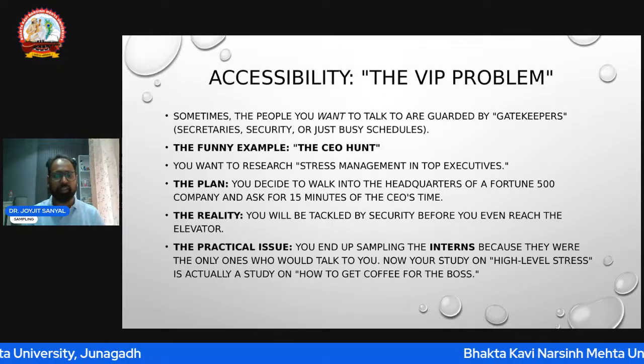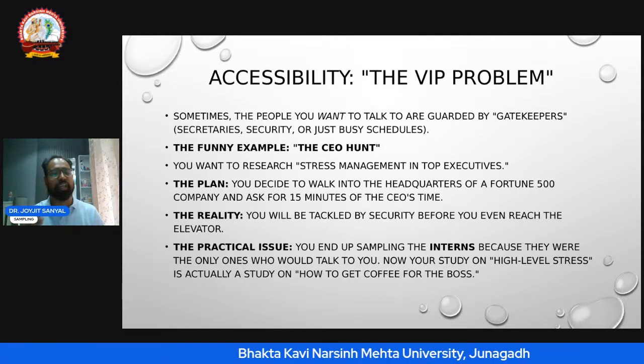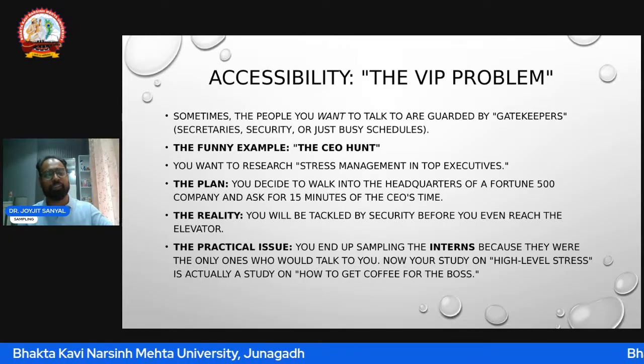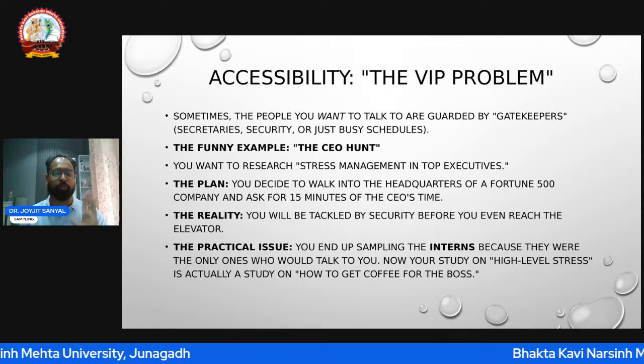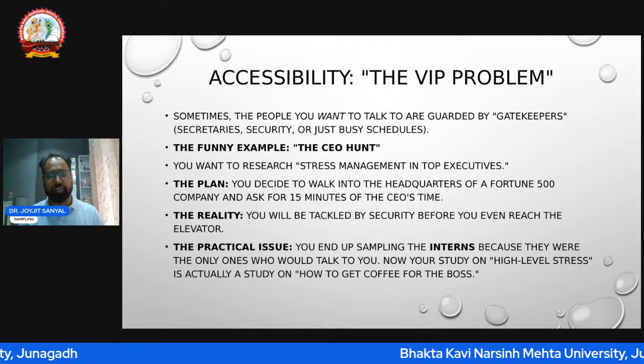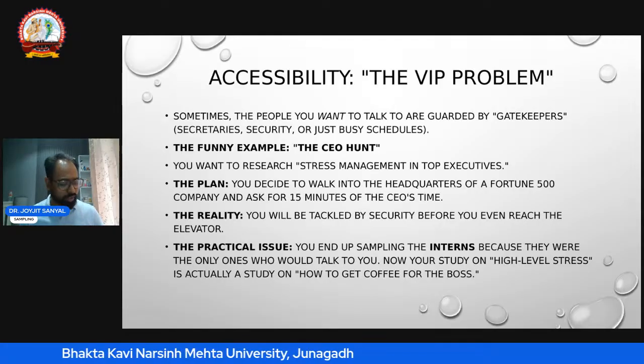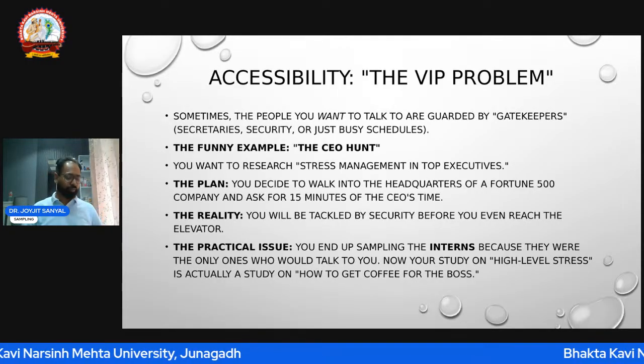Reality. What is the reality? You will be tackled by security before you even reach the elevator. So you go in front of the headquarters office, you will not be allowed to even enter without a proper appointment or a reason, you see. Right? You have to have some authorization letter, this and that, permission from so many people. I'll give you just one very small example.